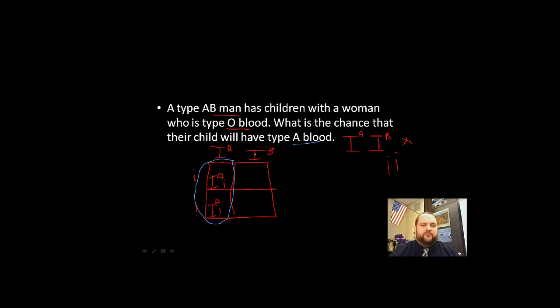These ones would have B blood because they're going to get the B and the recessive. So they'll have B blood, so these do not count. So we're looking at 2 out of the 4, or 1/2 of the offspring will have type A blood. So if an AB man marries an O female, half of their children are going to have A blood and the other half of their children are going to have B blood, or that's the probability.